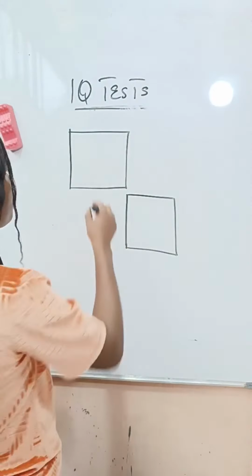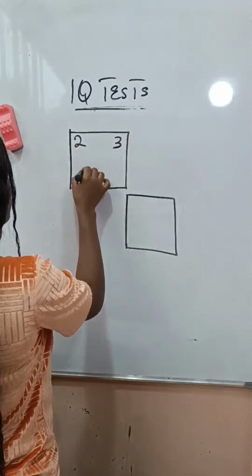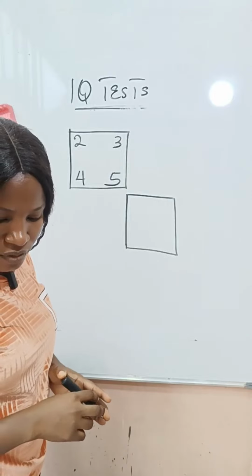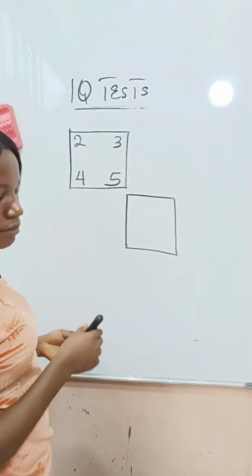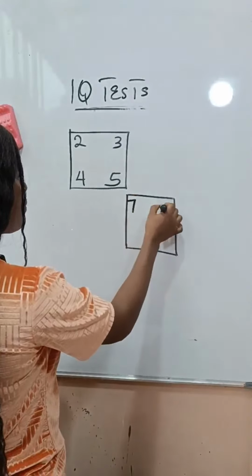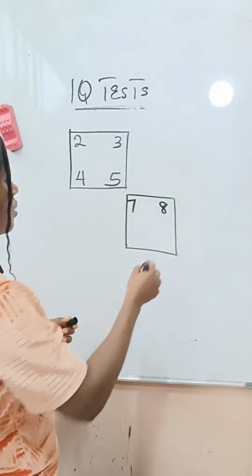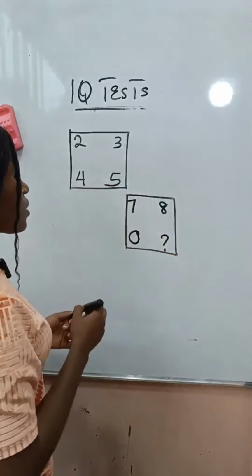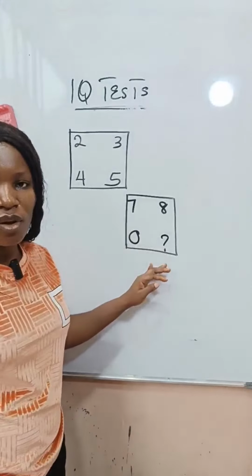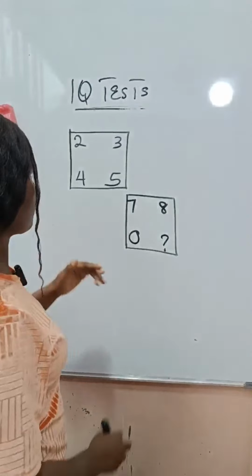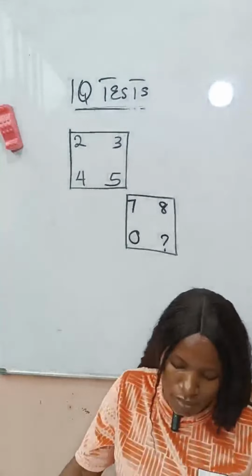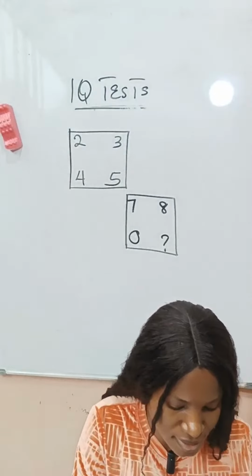So we have 2, 3, 4, 5. Then we have 7, 8. Then we have a question mark here and 0. So the question says, what is the missing number? Let's see who gets this right.